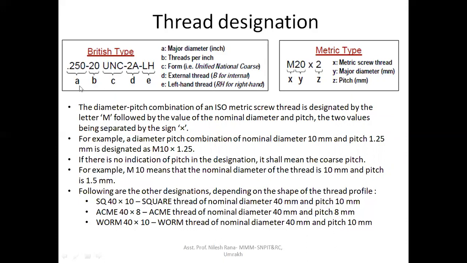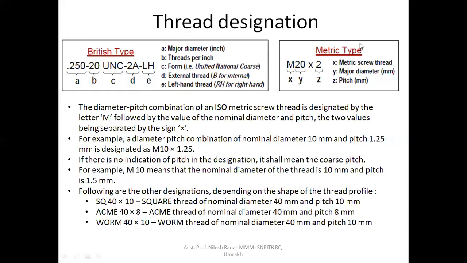Here you can see the British type, there is 0.250-20 UNC-2A-LH. It means the major diameter. Okay, the A category is the major diameter in inch format. Okay, B category is the threads per inch. 20 threads per inch means the number of threads. And C locates the form, meaning the shape, which here means Unified National Coarse. Okay, D is the external thread. A is for the external thread and B is for the internal thread. And E category is for the left-handed thread and R is for the right-handed thread.